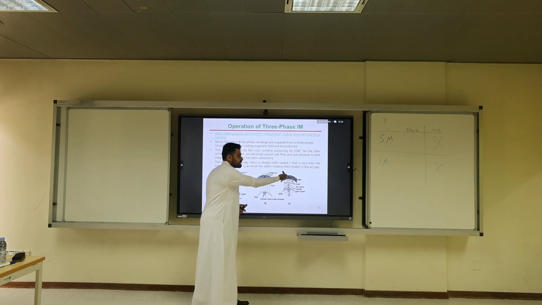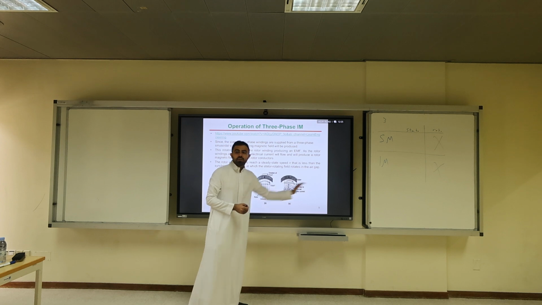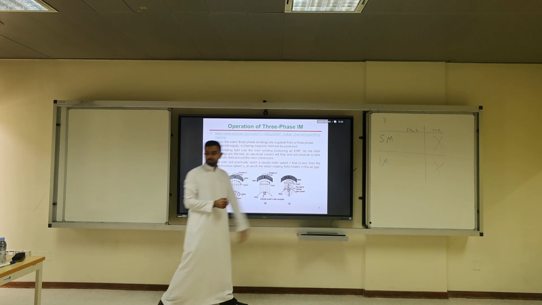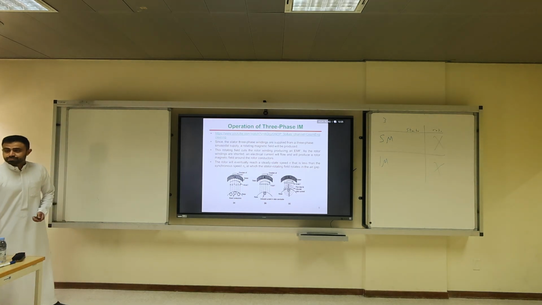Some of the flux is along the RMF of the stator. The other part of the flux is against, so they will cancel. What's the result? The result is that I will have a force pushing the cables in this direction, so it will rotate. Clear? Is it clear?